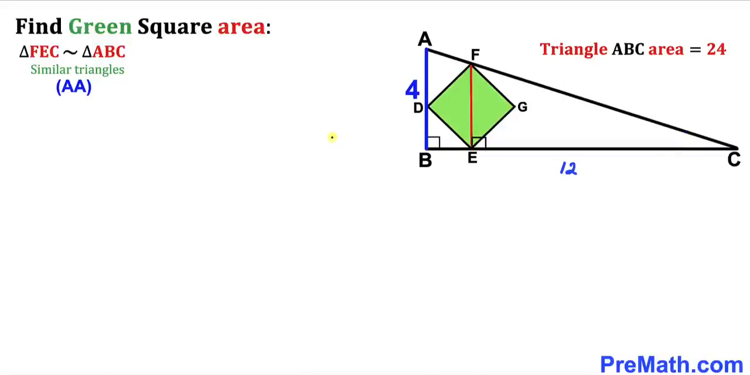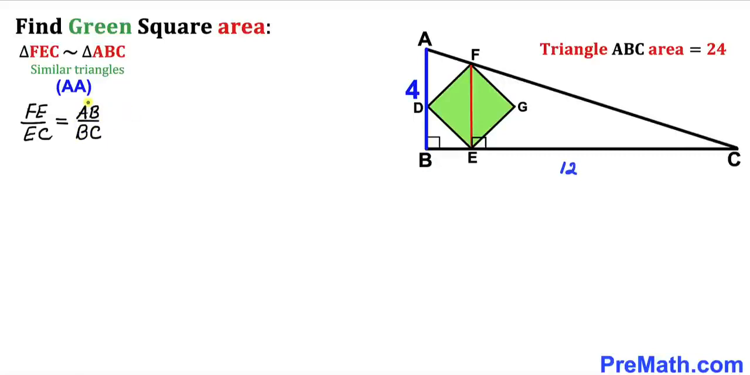So therefore, we are going to have a proportion. In other words, the ratio of FE and EC. Let me write down the ratio of FE divided by EC is going to be equal to the ratio of AB length divided by BC.